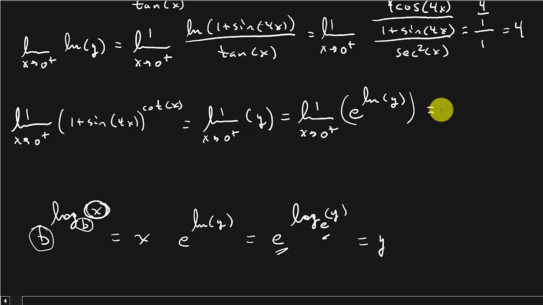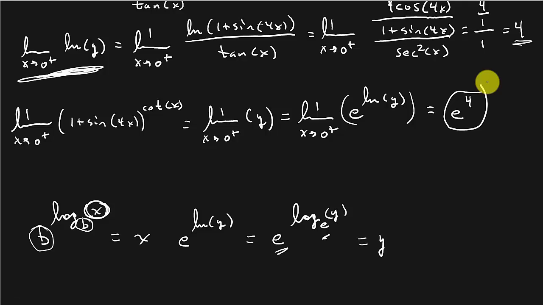Now, maybe you figured it out. I don't know. But look at this. I'm taking the limit of e raised to the natural log of y as x approaches 0 from the right. Well, natural log of y, what would that be? Look at here. You see this? That's 4. And so this is e to the 4th. And there's your answer. That's how you do those. You've got the procedure to work them now.